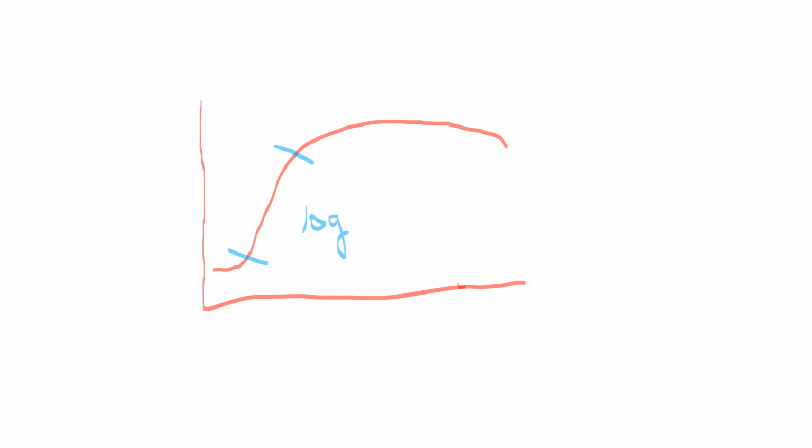Stationary phase, remember, let's see, a different color. Oh, let's just go with black. Stationary phase is where it starts to plateau out. And then death phase is down here where it starts to decrease.